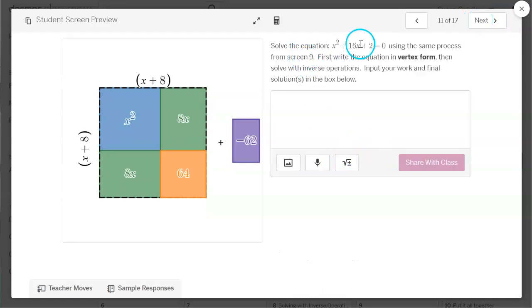For this one, we have another equation. It says here to first write it in vertex form and then solve with inverse operations, input your work and your final solutions. Please be sure to review the teacher moves and sample responses, and it does pretty much go through the entire process to show you what the kids need to be doing. And if you're not seeing that, then you maybe intervene.